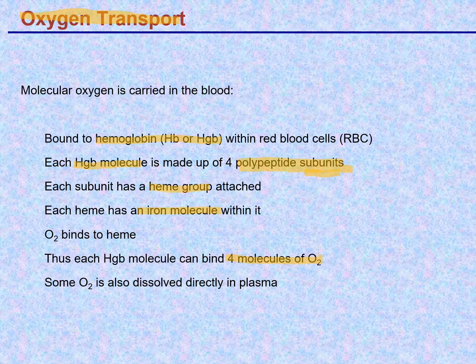A small amount of oxygen also dissolves in the blood, directly in the plasma itself, and is in a dissolved state in the plasma. But the vast majority of oxygen is bound to the hemoglobin.